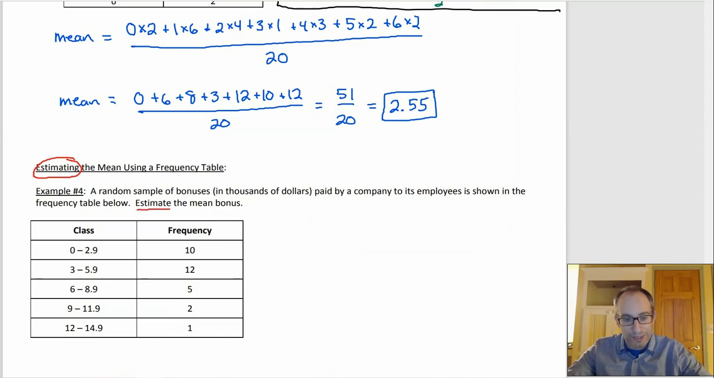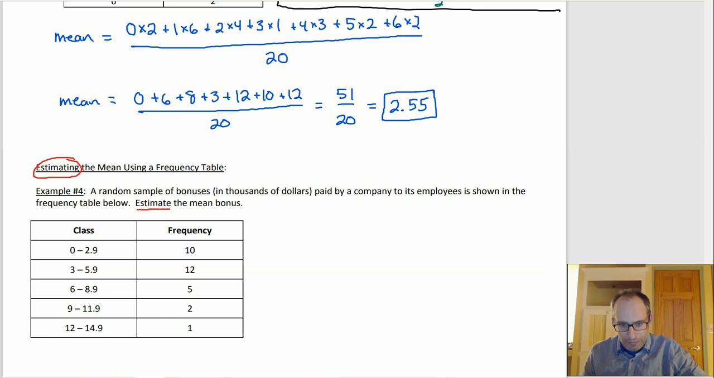We're not going to get an exact value because we can't, right? We would need the exact numbers, like the exact bonuses, and we just know there are 10 between 0 and 2.9 thousand, which I guess most people call 2,900. That sort of thing. So, okay, well, how do you do this? Well, what you end up using is the midpoints.